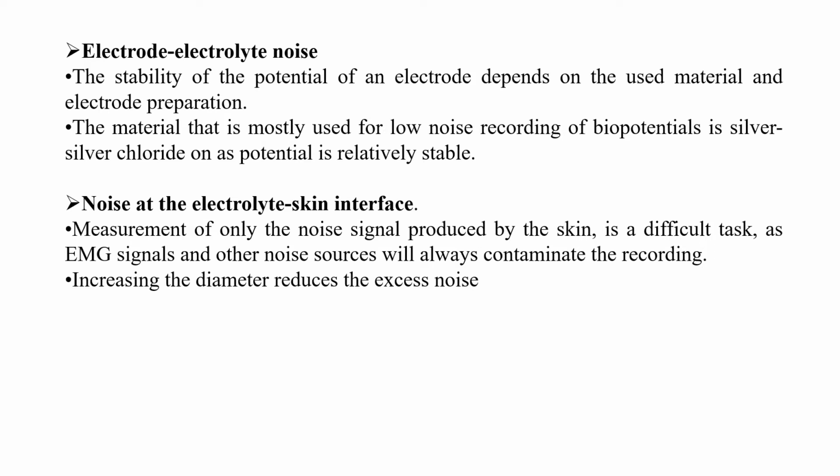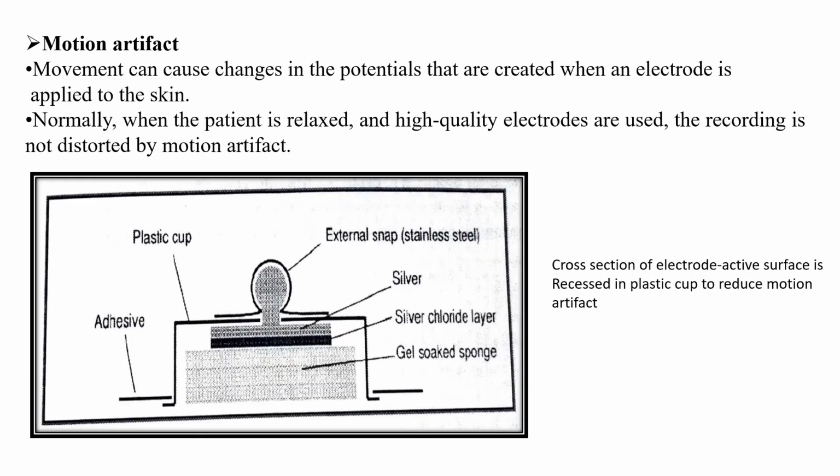During the measurement, measuring only the noise signal produced by the skin will be a difficult task, as the EMG, that is electromyography signal, and other noise sources will always contaminate the recording. We know that measuring the noise signal while recording the wanted signal will always contaminate the recording, and we can't predict the things which we want. So increasing the diameter will reduce the excess noise, which gives the solution to avoid the noise at the electrolyte and skin interface.